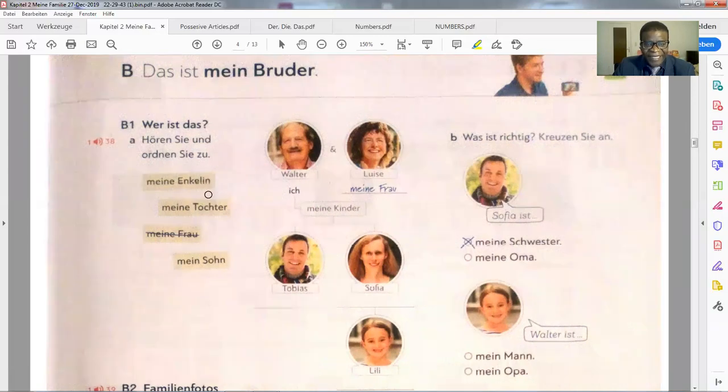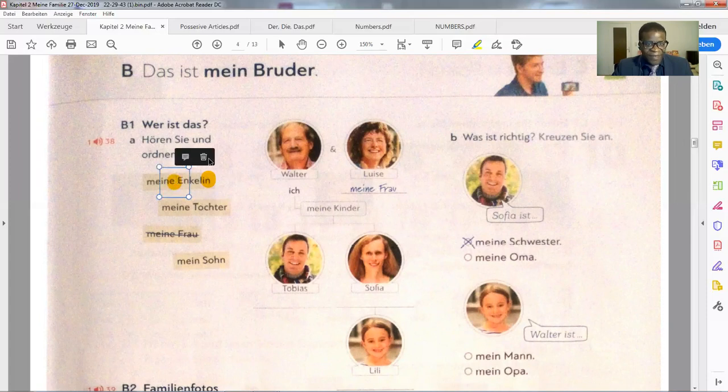Meine Enkelin. So, Enkelin, please write down Enkelin. It means granddaughter. Now, what if you want to say grandson? Just remove the last I-N. Okay? It's going to be, also remove here.